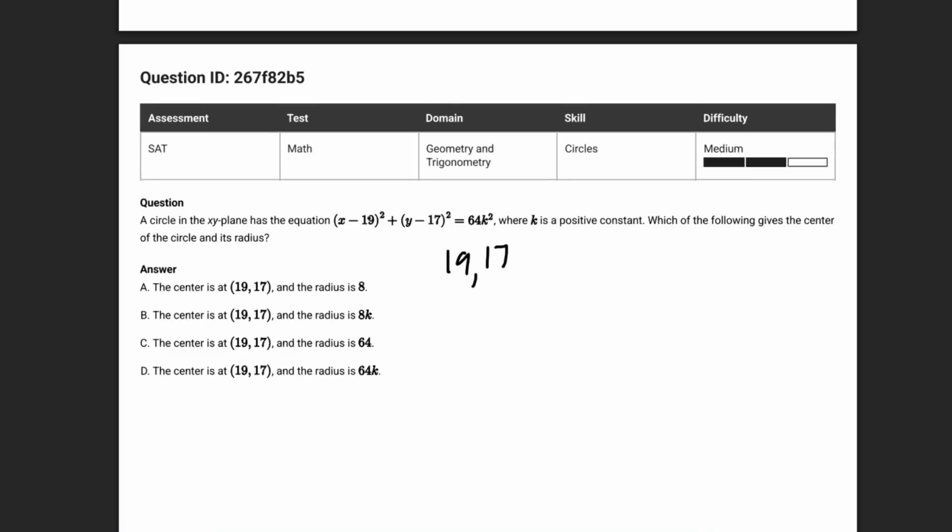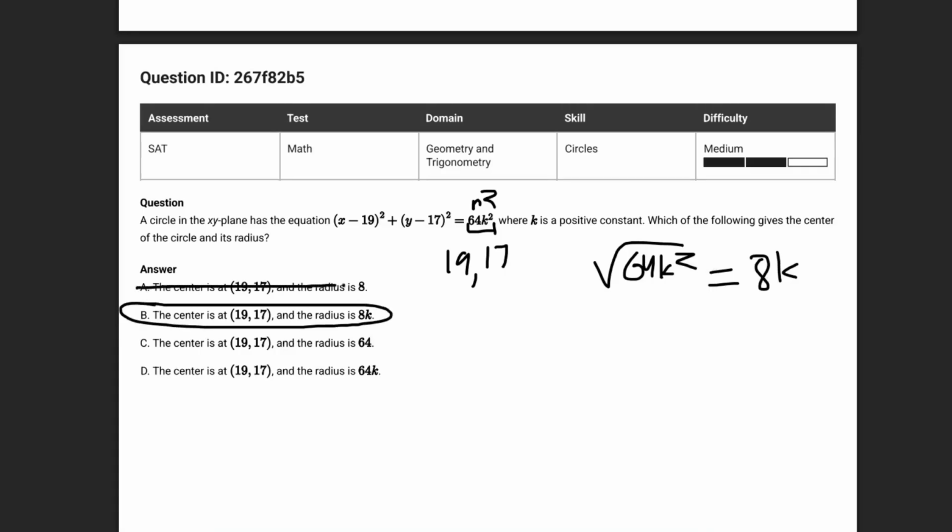In the equation of a circle, the radius is actually r squared, so to find the radius from this, you have to take the square root. The square root of 64k squared is just 8k, because the square root of 64 is 8 and the square root of k squared is k. So the answer would be B, because that gives a radius of 8k, and everything else is wrong.